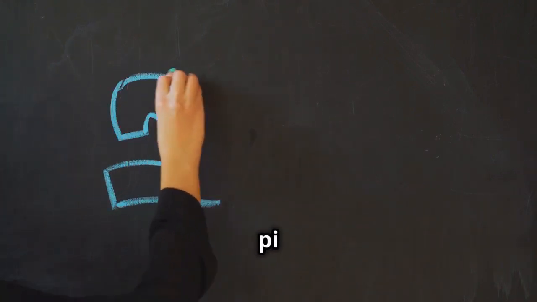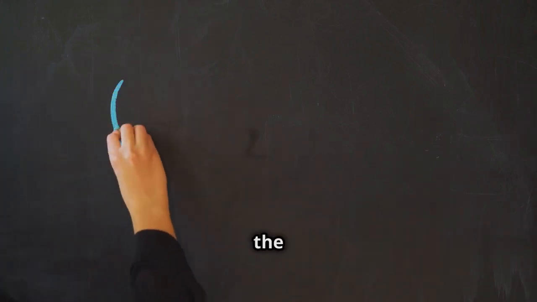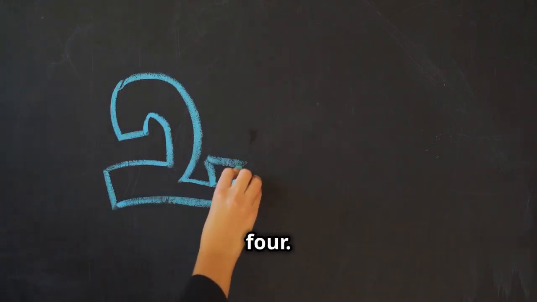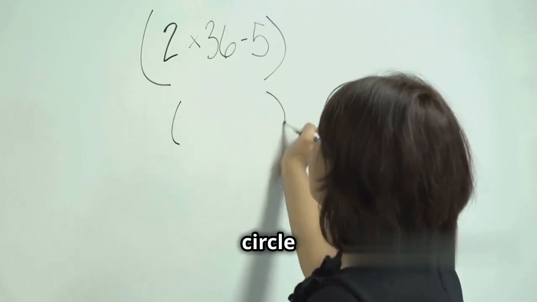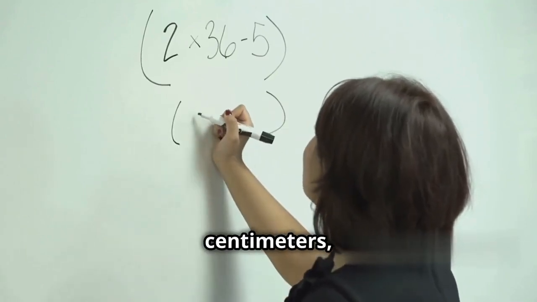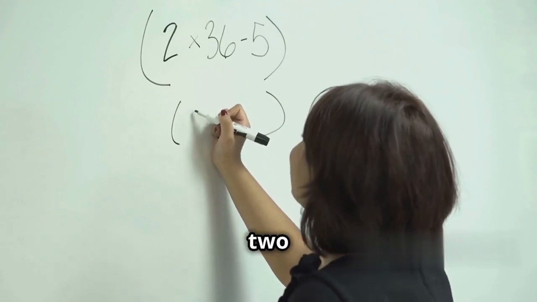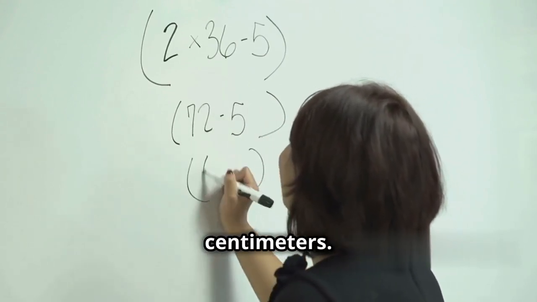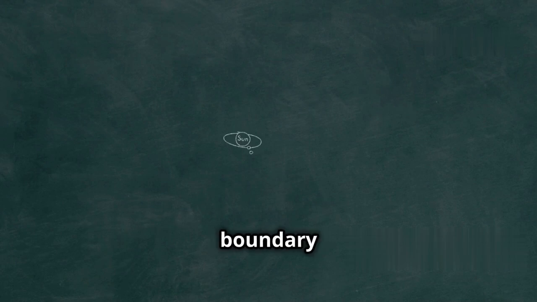Circumference equals 2πr, where r is the radius, the distance from the center to the edge, and pi is approximately 3.14. So, if you have a circle with a radius of 5 centimeters, the circumference would be 2 times 3.14 times 5 equals 31.4 centimeters. It's like measuring the boundary of your circle.